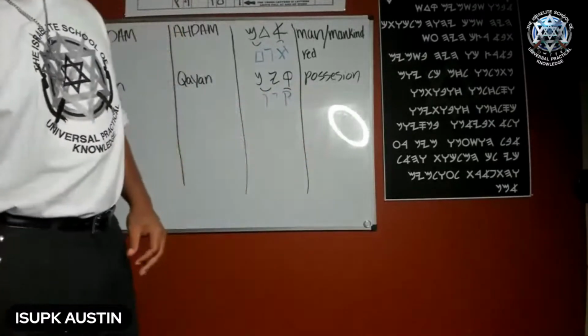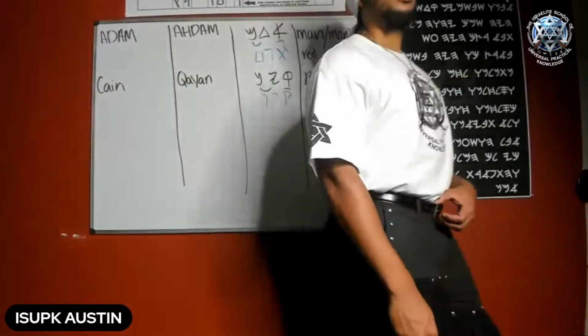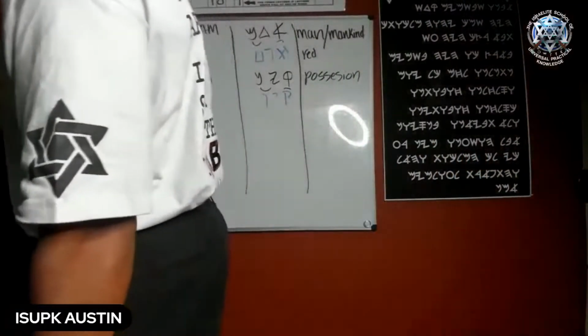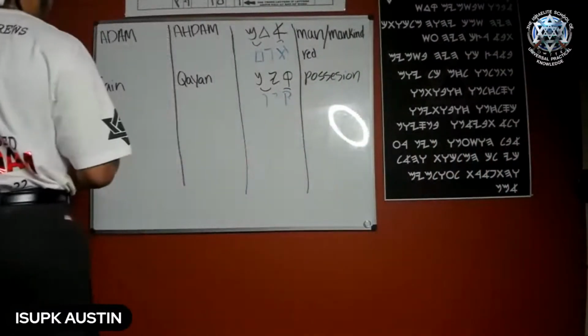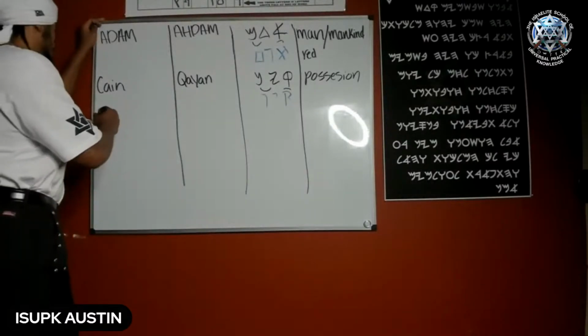Now, who do we have after Cain? Adam had who? Abel. Of course, we could do Eve and different things like that, but you know. Adam had Cain and Abel.